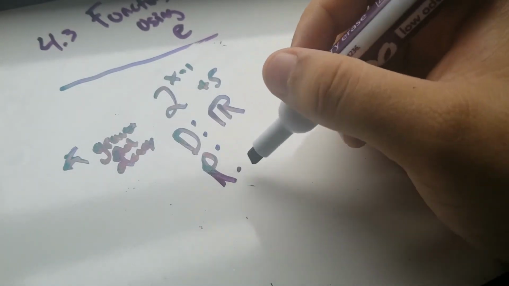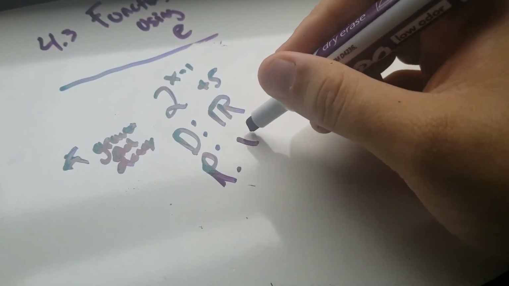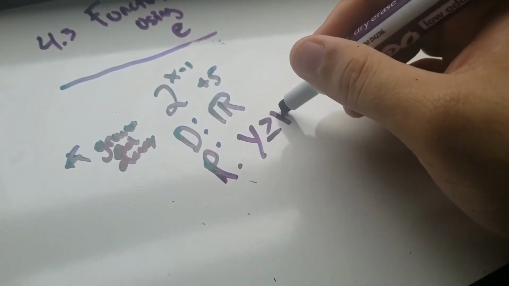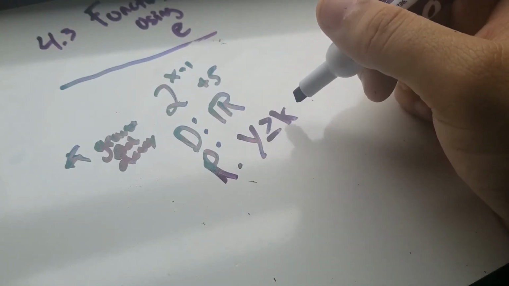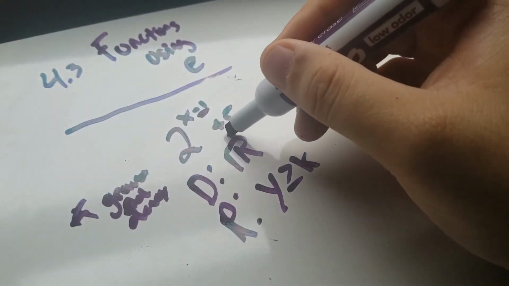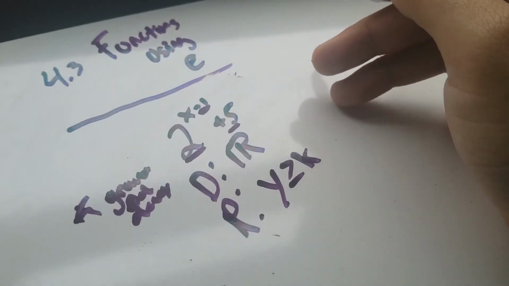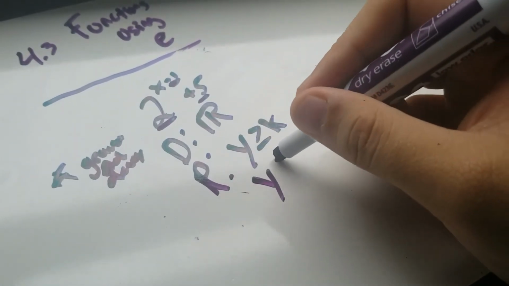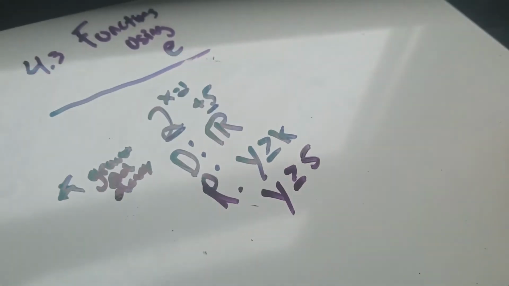The range is going to be y is greater than or equal to k. Now, which one is k? I'll give you 3 seconds. Is it -1, +5, or +2? If you said +5, you are correct. So the range in this question is y is greater than or equal to 5.